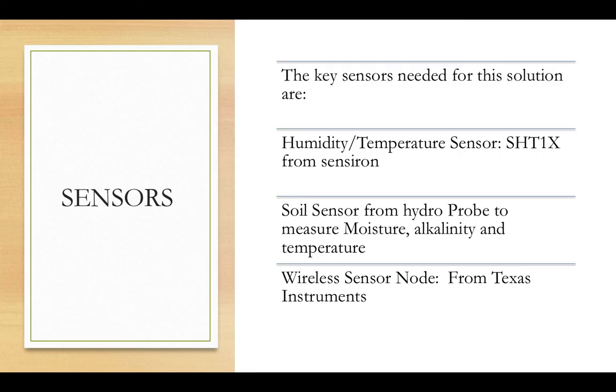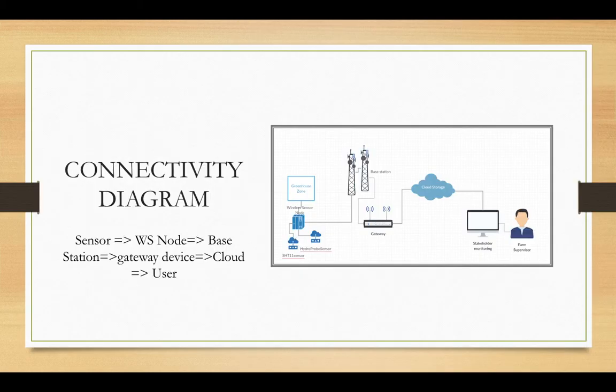The sensors required for this purpose would be a humidity temperature sensor. Then we also need a soil sensor from Hydroprobe to measure the moisture, alkalinity, and temperature. And the wireless sensor network node that we are going to use is from Texas Instruments. The connectivity diagram can be seen in the figure here.